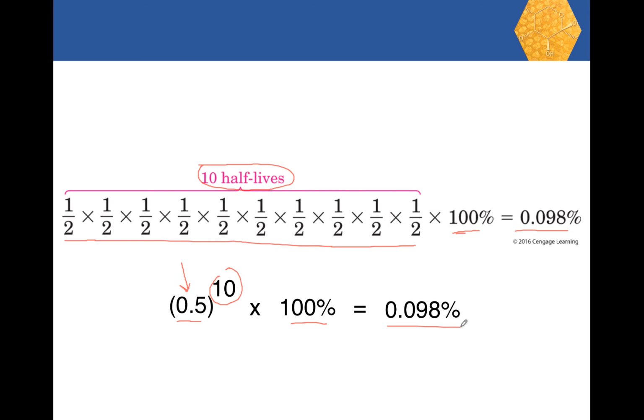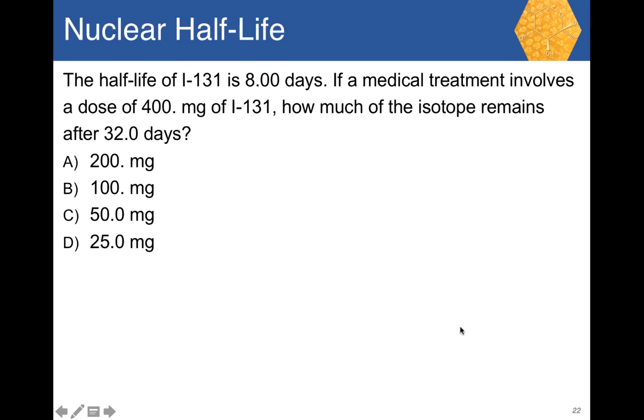So you should be able to calculate half-lives. Let's see if we have a practical example here, and we do. The half-life of iodine 131 is 8 days. This is a constant for this isotope, a property. That's given. In a medical treatment, which involves a dose of 400 milligrams, how much of the isotope remains in the body after 32 days?